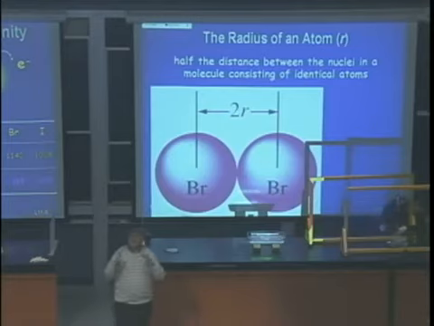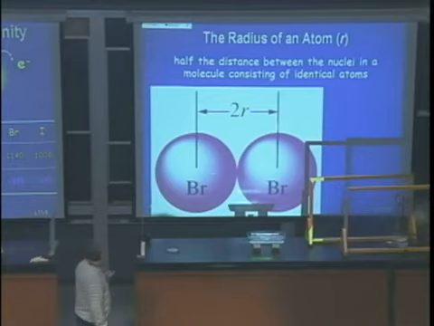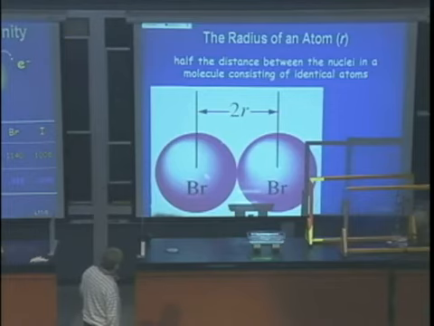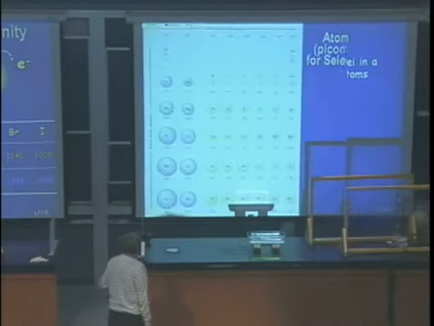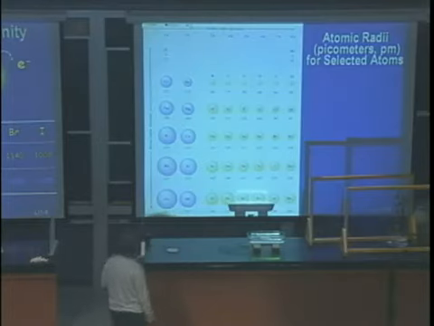So you measure compounds, the distance of molecules in compounds. For example, you measure a bromide molecule. You can do this in all kinds of ways, with diffraction, for example. You measure the distance from nucleus to nucleus, divide it, and you get the radius. And the periodic radii in the periodic table are given here.